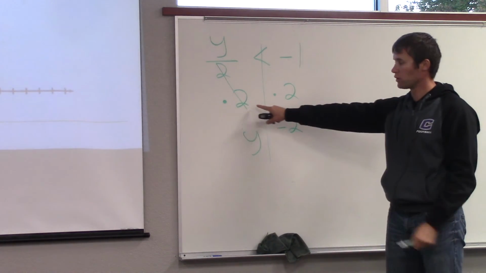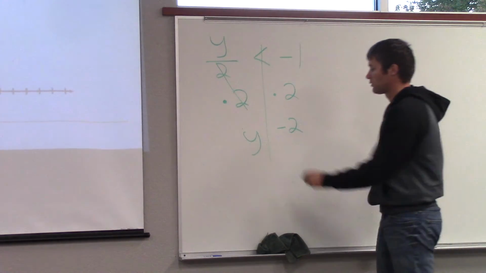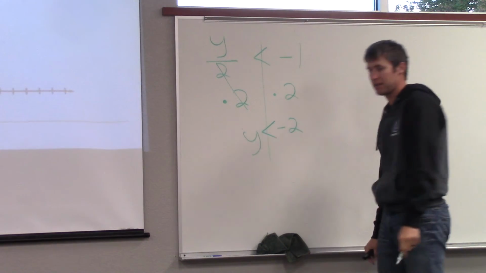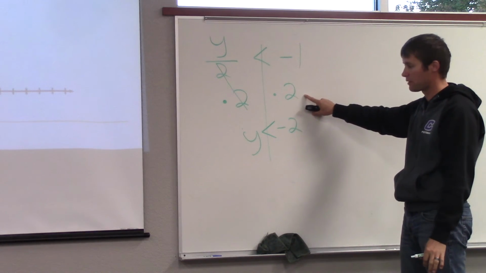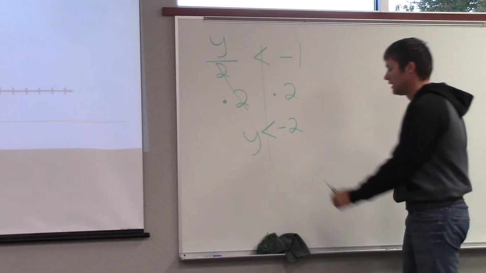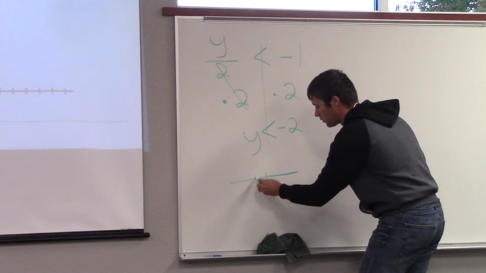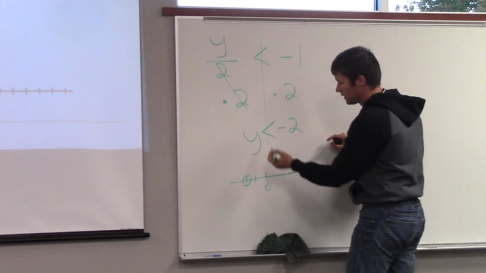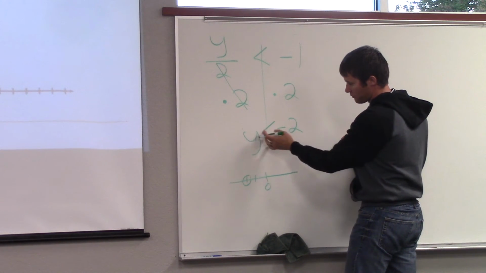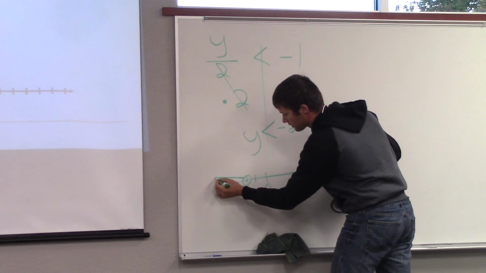Now, are we multiplying by a negative number? Is 2 a negative? No. So the sign will still stay the same. Even though we have a negative over here, it's only if the number that we're multiplying by is negative. Then we go ahead and we graph that. So we go 0, 1, 2, so that's negative 2. Open, because it's not equal to, and we want y is less than. The pointy end is pointing to it, so we'd say less than. So go to the left.